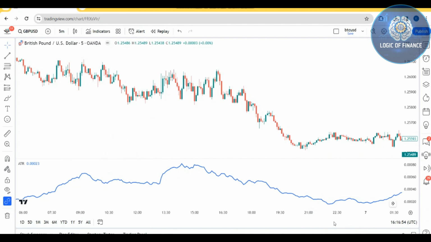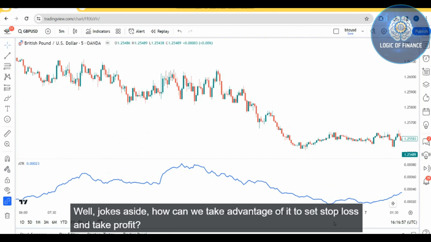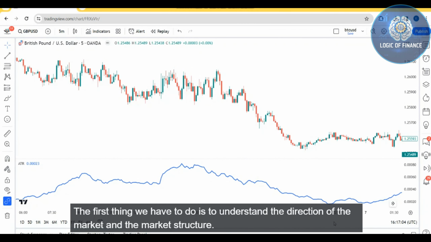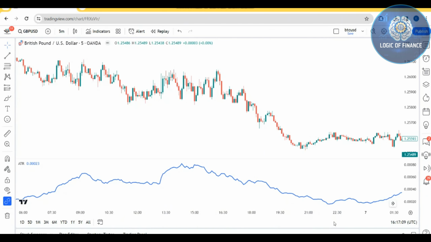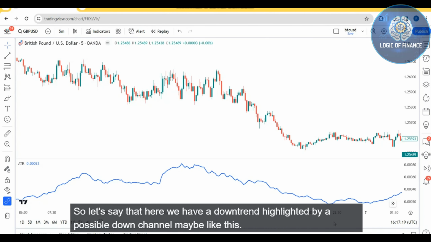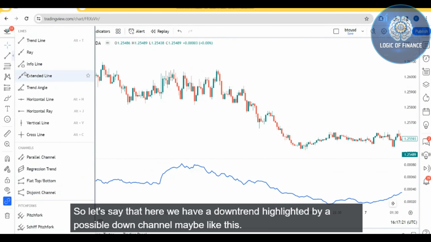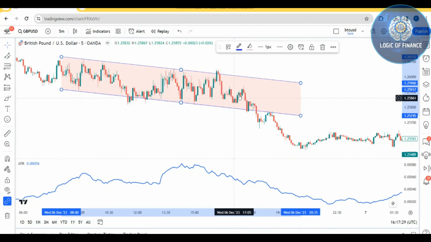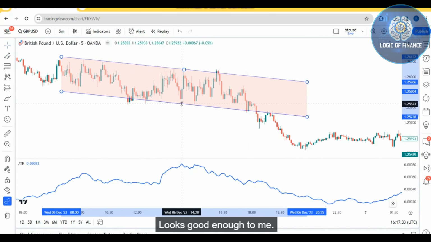Well, jokes aside, how can we take advantage of it to set stop loss and take profit? The first thing we have to do is to understand the direction of the market and the market structure. I'm not going to conduct a thorough analysis here because I want to focus on the exit points using the ATR. So let's say that here we have a downtrend highlighted by a possible down channel, maybe like this. Okay, looks good enough to me.